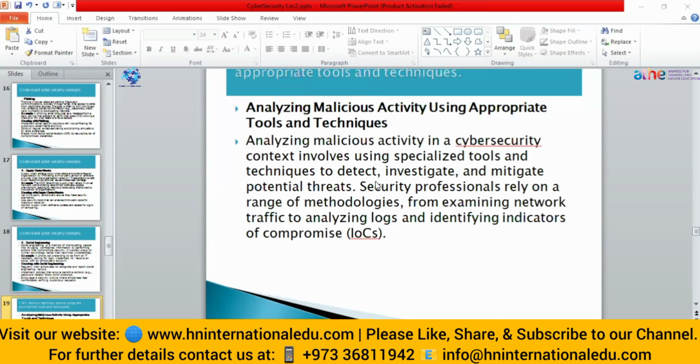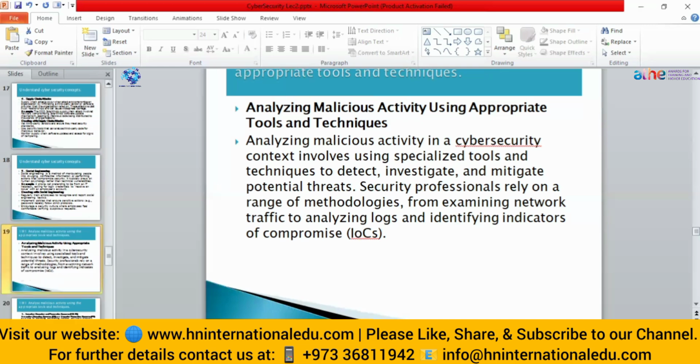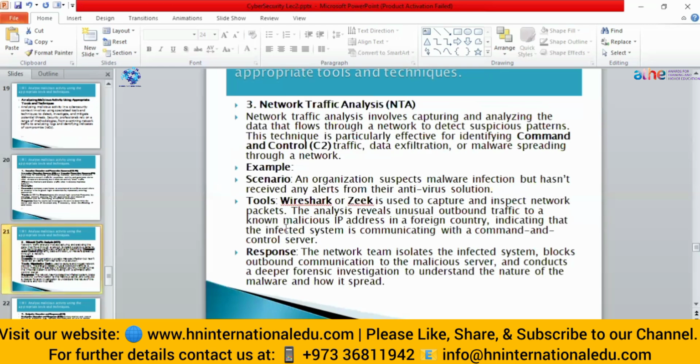Here, to identify activities in cybersecurity, we need specialized tools and techniques to detect and investigate threats. Different security professionals rely on a range of methodologies, from examining network traffic to analyzing logs, to identify indicators of compromise. An indicator of compromise is a term that will notify you that there is a compromise happening in your security layer that might need some kind of action.